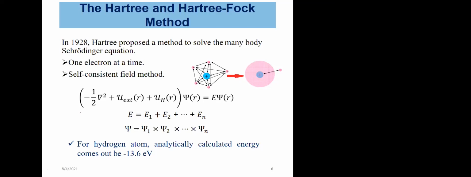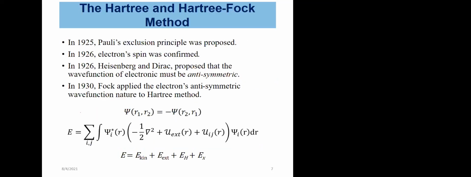It was simpler to solve for the hydrogen atom because hydrogen has only one electron. And from this Hartree theory, the ground state energy for the hydrogen atom comes out to be minus 13.6 electron volt. And it is also confirmed from experiment that the ground state, the total energy for the hydrogen atom, is minus 13.6. So this Hartree method was very good to solve a one-electron system, but it fails for multi-electron systems, because there are a few reasons we will talk about as we progress.